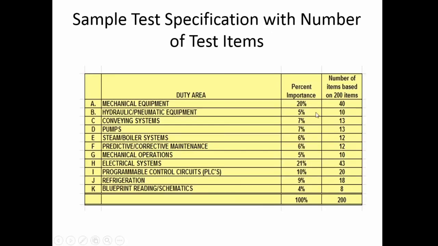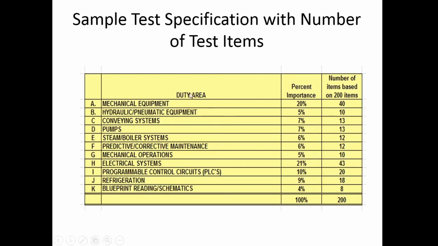When I do a job analysis and I have the duty areas, then I will say 20% of your test is on the mechanical equipment, and therefore if I'm going to do a 200 item test, I need 40 test questions on that section for that test to be defensible in a court of law. So when I'm developing those summative tests, I better have my ducks in a row and have it weighted based on the importance that people doing this job say is the most important.